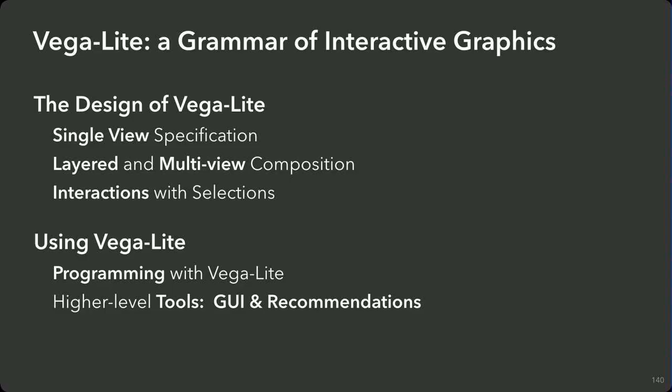To summarize, in this talk, we have shown you the design of Vega-Lite, which includes building blocks for specifying single views and composing them into interactive multi-view graphics. We have also shown that Vega-Lite can be used directly as a programming tool, both directly on the web and via other wrappers such as Altair. And in addition, Vega-Lite can enable graphical user interfaces as well as recommendation in a system like Voyager.